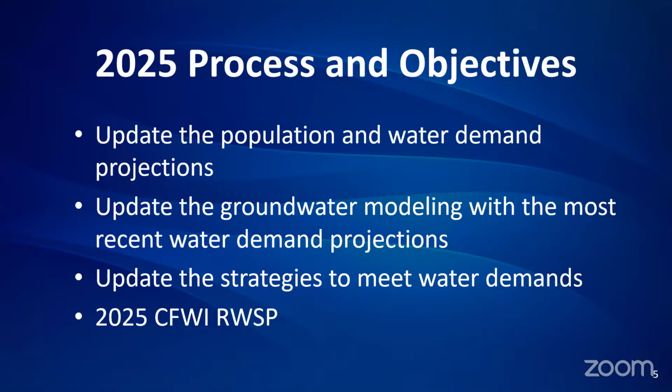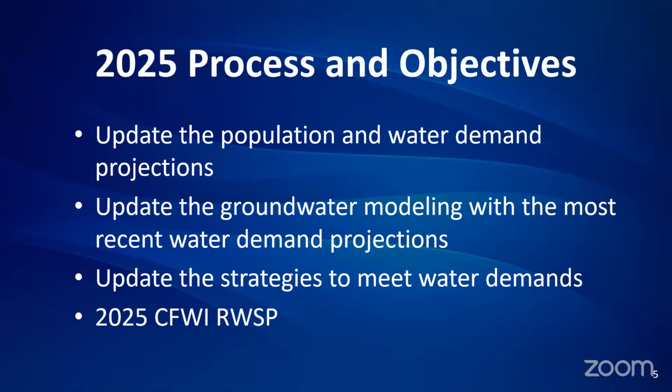In addition, we will also update our strategies included in the 2020 plan, such as the water supply and water resource development options and water conservation potential to meet the future water demands identified while protecting the water resources and related natural systems. The goal is to complete the 2025 CFWI Regional Water Supply Plan according to the timeline I will provide later during this presentation.